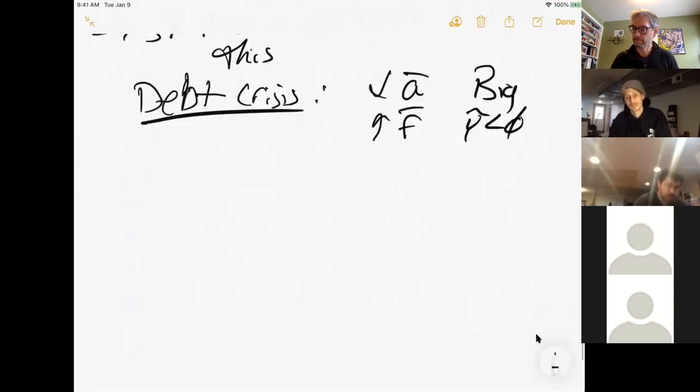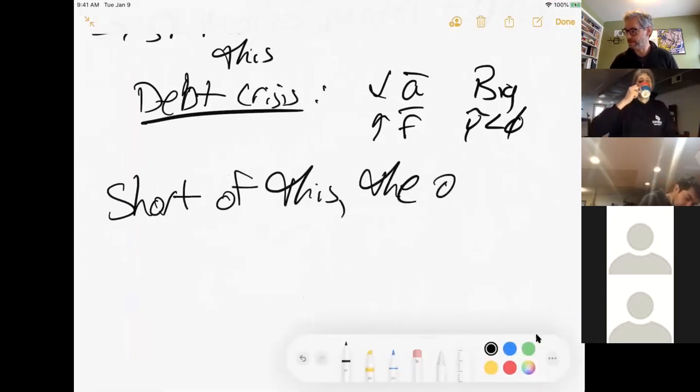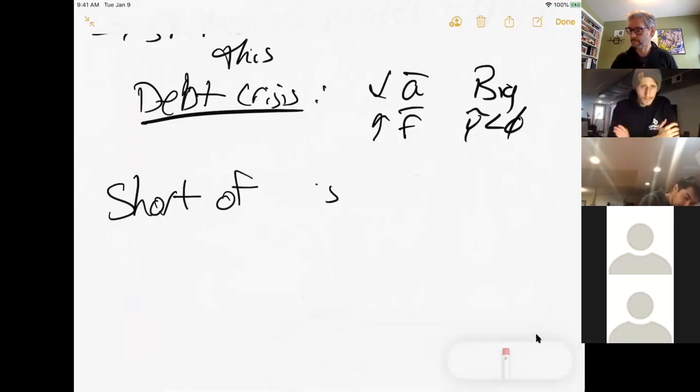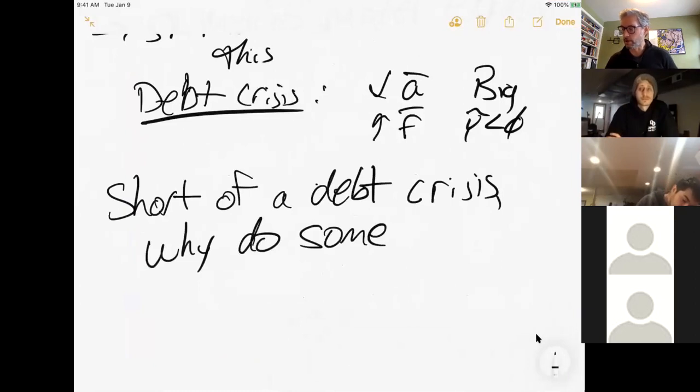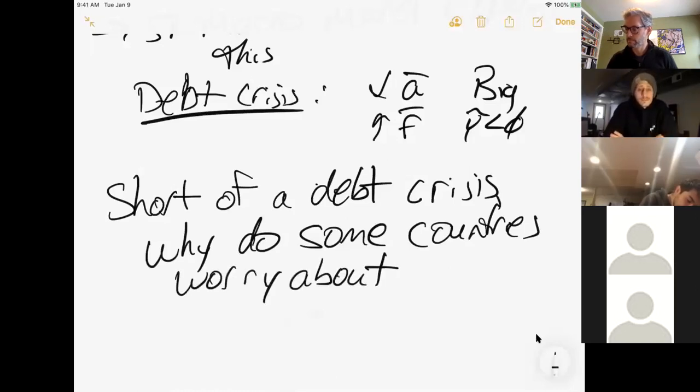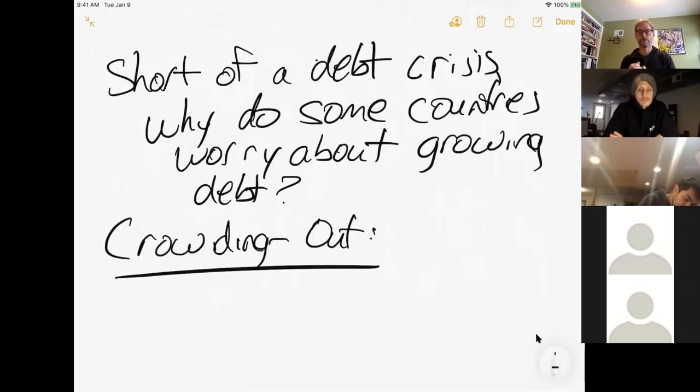Short of this, and by short of this, I should say, short of a debt crisis, why do some countries worry about growing debt? And the answer is an idea that we talked about in principles, which is crowding out. So short of a debt crisis, why do some countries worry about getting too much debt? Well, the problem is crowding out, right? The problem is crowding out.